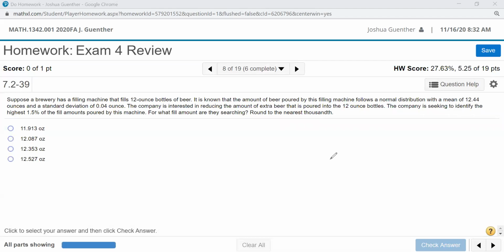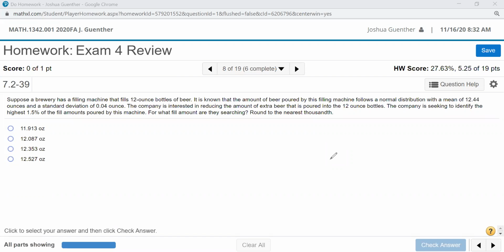Suppose a brewery has a filling machine that fills 12-ounce bottles of beer. It is known that the amount of beer poured by this filling machine follows a normal distribution with a mean of 12.44 ounces and a standard deviation of 0.04 ounces. The company is interested in reducing the amount of extra beer that is poured into the 12-ounce bottles. The company is seeking to find the highest 1.5% of fill amounts poured by this machine. For what fill amount are they searching? Round to the nearest 1,000th.